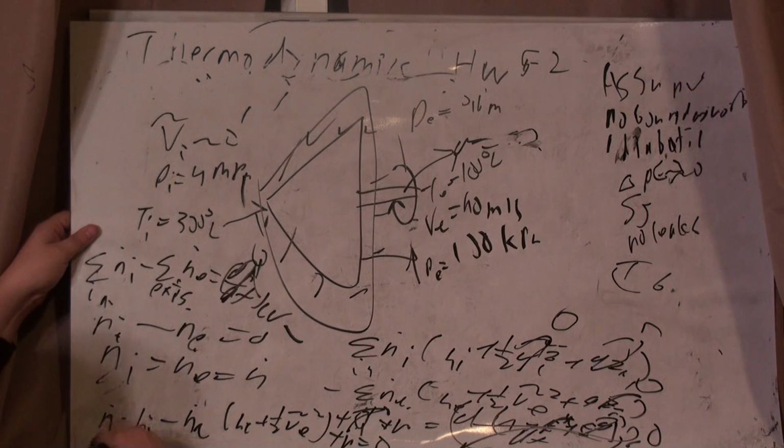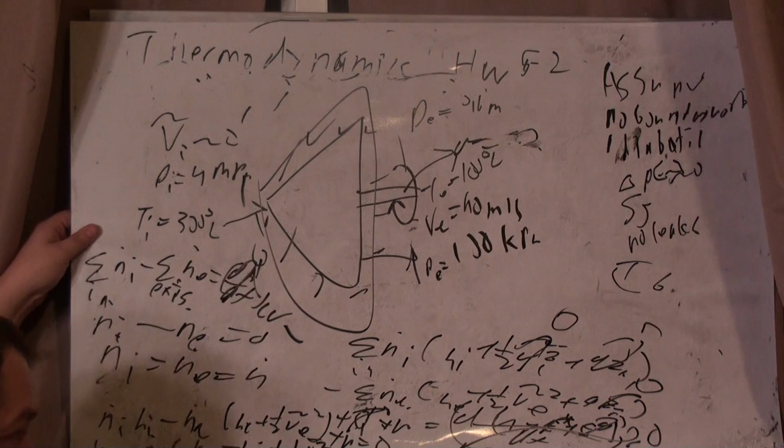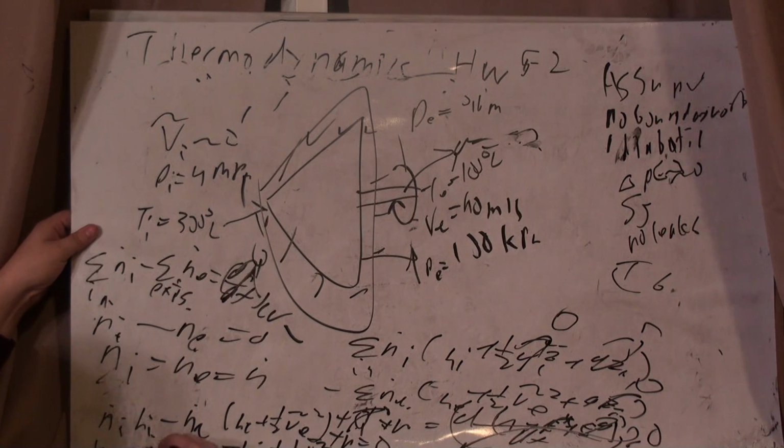And so work is going to equal n dot (he minus hi) minus 1/2 v squiggly squared e. Okay, this is an ideal gas, and so work dot equals n dot times the integral of cp dt from T in to T exit, plus 1/2 v squiggly squared e.